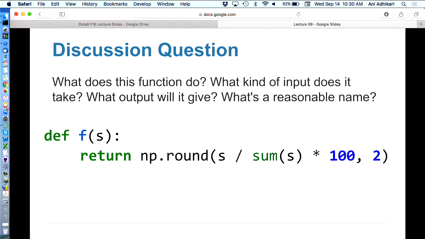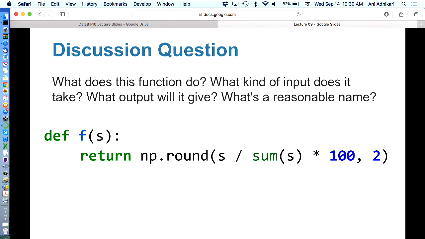Right, so I have a sub-question for you. Is this the same function as the one we just defined, or is it different? That quietened the room down.